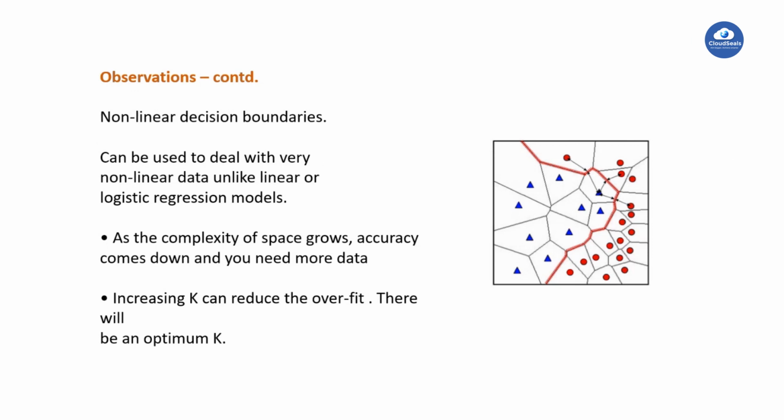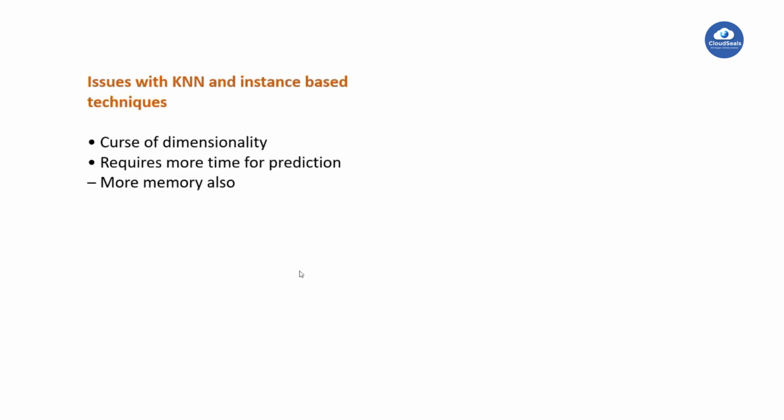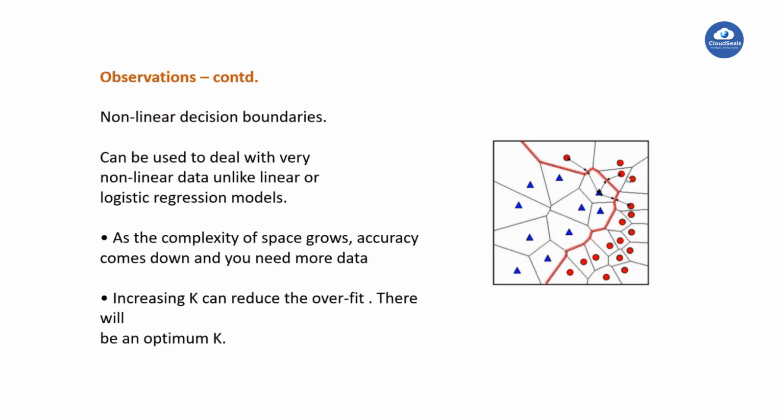Ma'am, I have one doubt. Tell me. Ma'am, in this diagram, the red one is telling about the data points which are very close to each other. That is okay, fine. But what is that blue triangle telling about? The blue triangle is one class of data, and the red color belongs to another class.